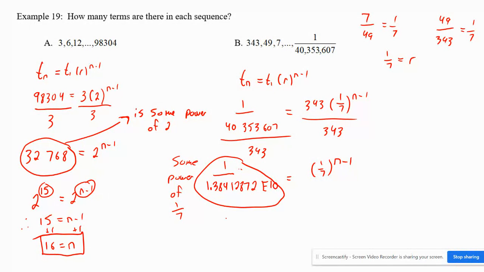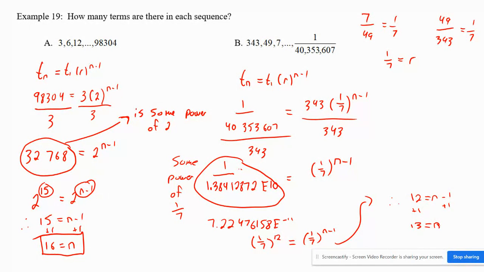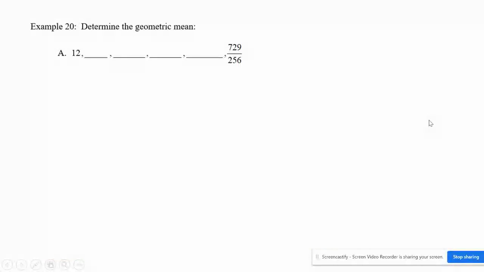This is true over here, but if I actually divide this by this, I should have gotten the answer of 7.22476.158 e to the negative 11. This is going to work, guys. And when we do 1/7 to the 12th, that's what we get. So that means 1/7 to the 12th equals 1/7 to the n minus 1. Therefore, 12 equals n minus 1, and 13 equals n. All right?